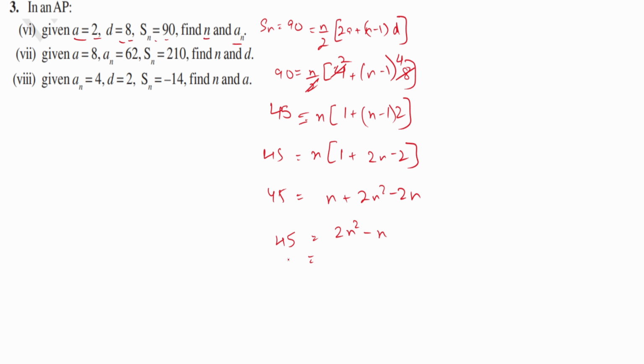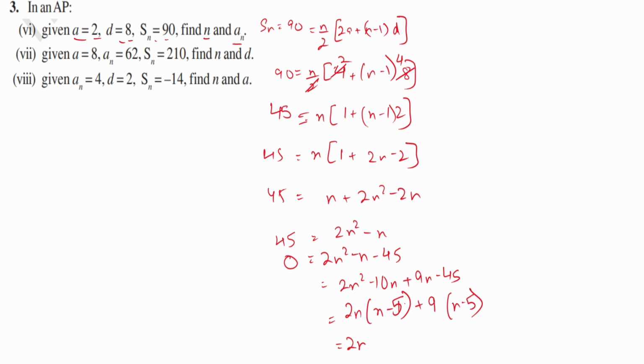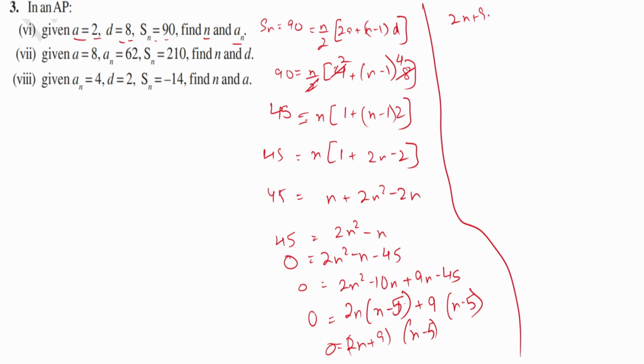If I just subtract 45 from both sides, I will get 2n square minus n minus 45, and doing middle term splitting, I will get 2n square minus 10n plus 9n minus 45. Taking 2n common here, I will get (n - 5) inside the bracket, and here I will take 9 as common. (n - 5) is common also here. So (2n + 9)(n - 5) = 0. And if I find the value of n, 2n + 9 = 0, and also n - 5 = 0.